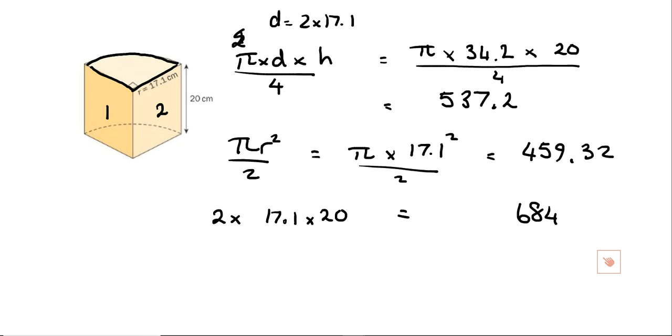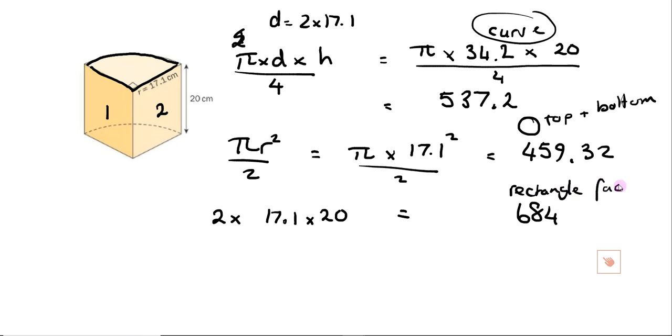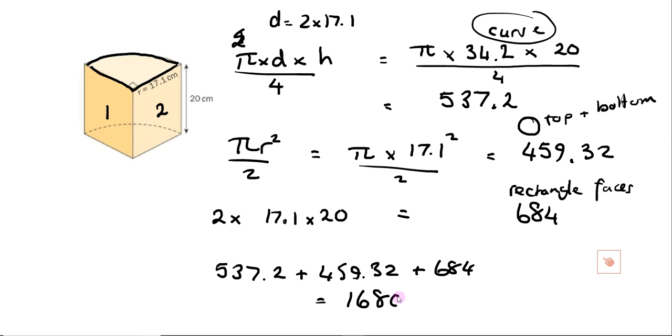Alright, so we've actually got the curved surface area. So this is the curve on the outside. This bit is the circles, top and bottom. Okay? And these are the rectangle faces. And if we add all those together, so 537.2 plus 459.32 plus 684, we get an answer of 1680.5 square centimetres. So some of you got part of the way, you got the quarter of the surface area.